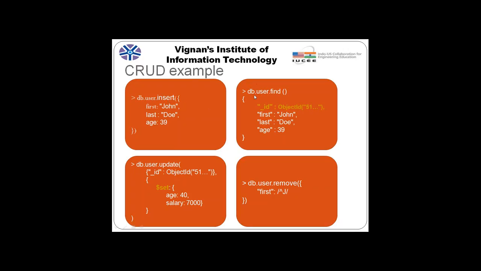If I want to find, I'll say db.user.find. What is the user? User is a collection. The collection is nothing but a table. Find, what do you want to find? I'm going to get all the data.